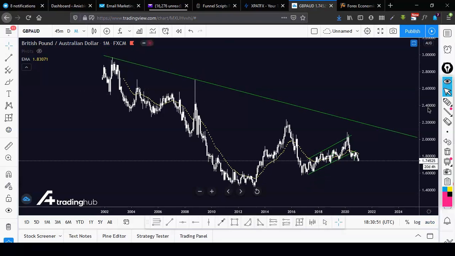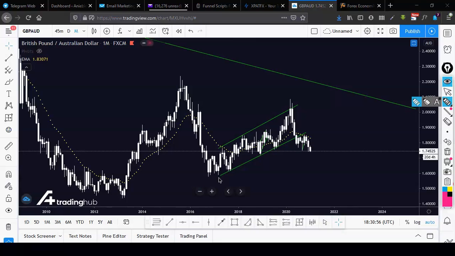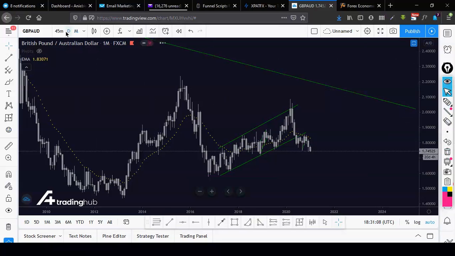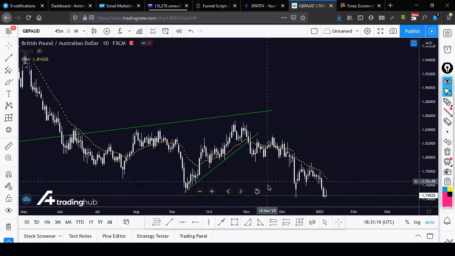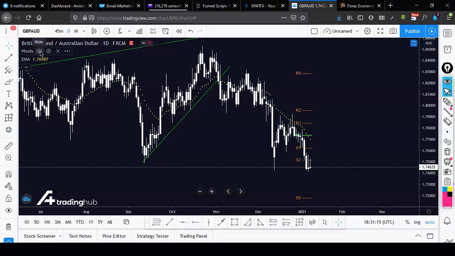So pound AUD, we have similar structure on pound AUD. This is the monthly. Price has already broken this corrective move here and it's heading down. We want to see price back to this bottom here. So this is the daily, sorry. I'll turn on my pivots. So this is my pivot. You see also price closed below H2 and retested it twice. That is a valid confirmation. This zone is a valid zone.